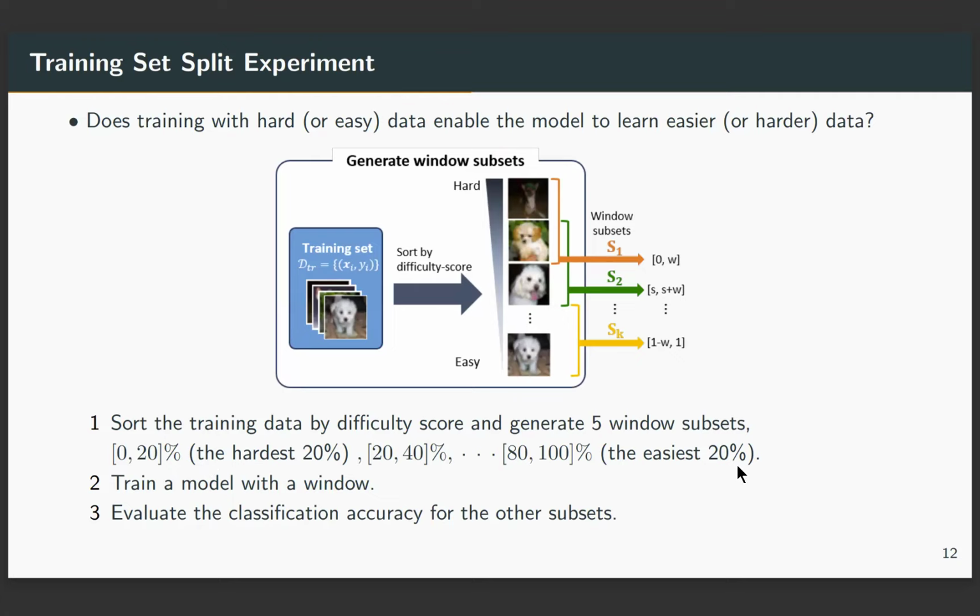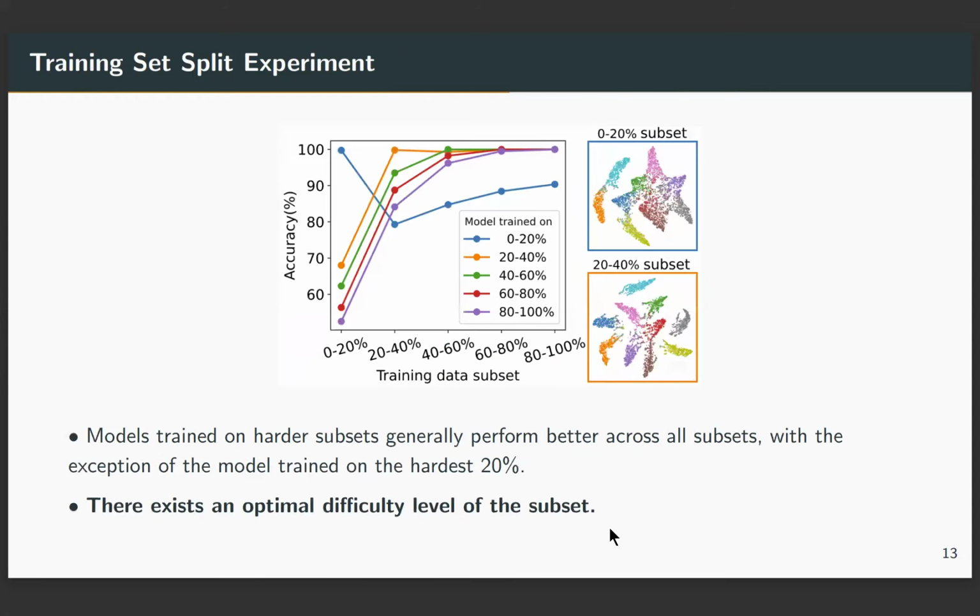Here, the window subset is defined as a subset consisting of samples with a contiguous ranking of difficulty. For example, the samples from this ranking to this ranking. Then we train a model with a single window subset and evaluate the classification accuracy on the other window subsets. This figure shows the result. Each color represents a model, and the y-axis is the test accuracy on each window subset. For example, the orange lines represent models trained on the 20% to 40% window.